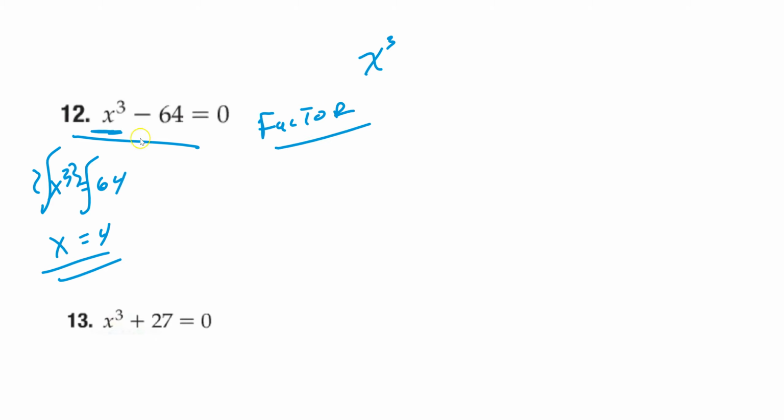I gotta find my 3 solutions. I only got 1 solution. That's not gonna cut it. So we gotta factor it. Luckily for us, it's a difference of cubes. This is x cubed minus 4 cubed.